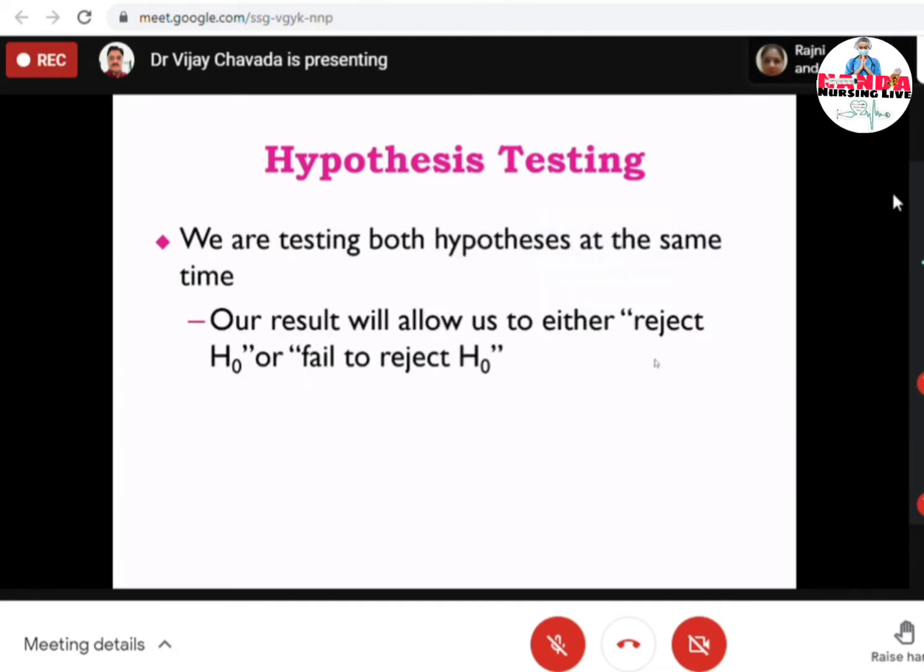Now we are testing both hypotheses at the same time. So our results will lead us to either reject the null hypothesis or fail to reject the null hypothesis. We either reject it or we fail to reject it. Or in other words, either we reject the null hypothesis or we accept the null hypothesis. Failing to reject the null hypothesis is the same as accepting it.